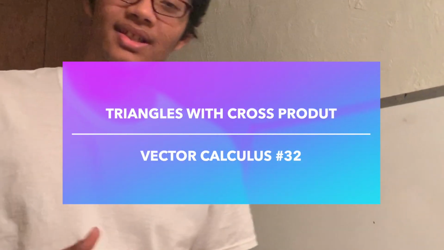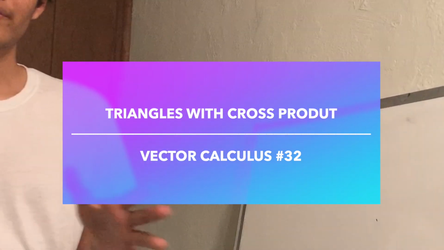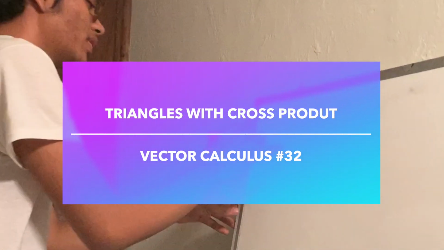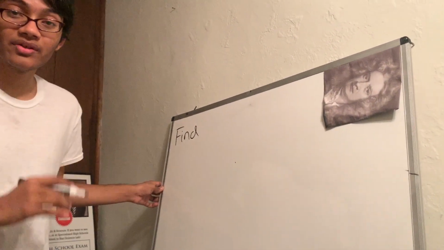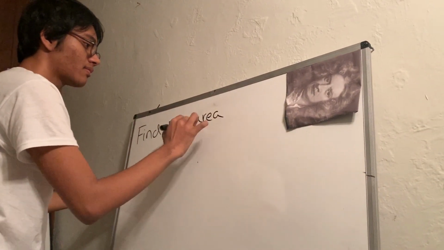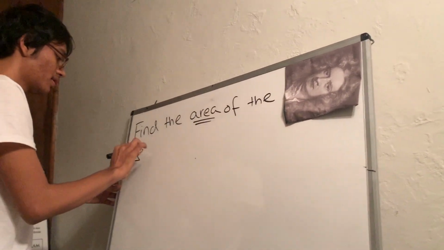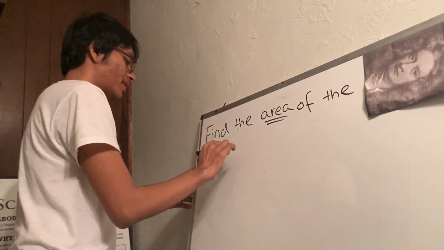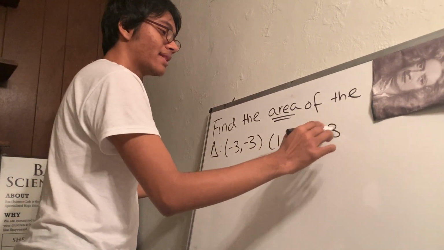Folks, welcome back to the next lecture in Vector Calculus. Today we're taking a look at yet another application of the cross product. Namely, we have to find the area of the triangle given by the following three vertices. So find the area of the triangle with vertices (-3, -3), (1, -2), and (3, 3).